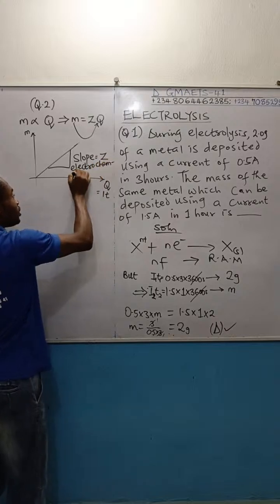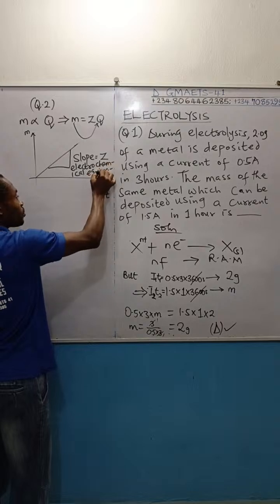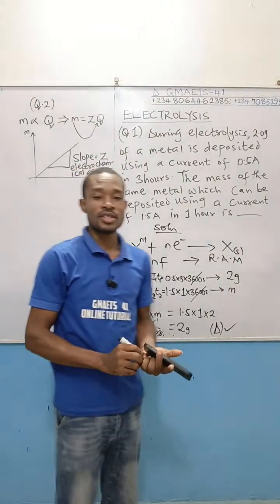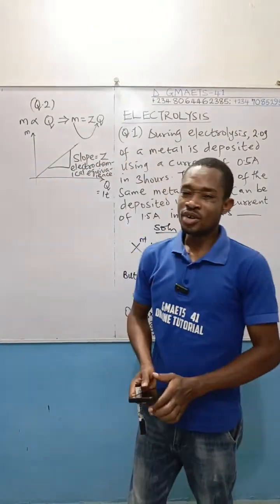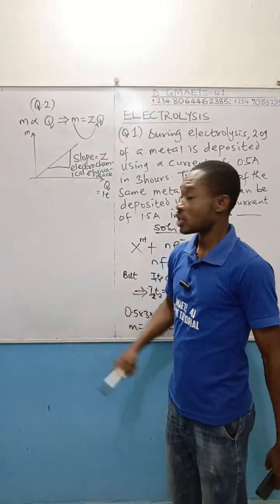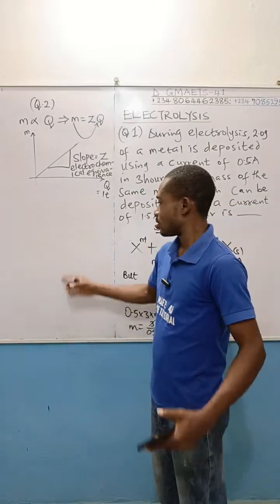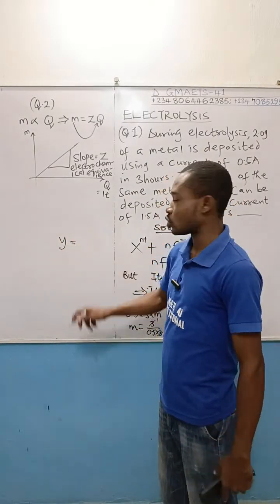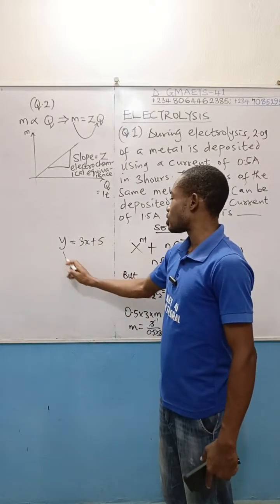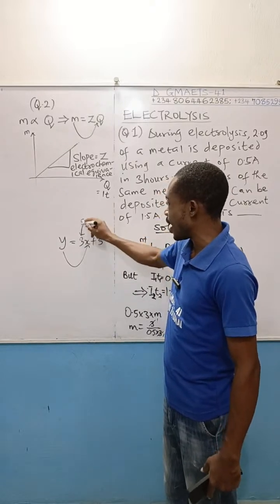Electrochemical equivalence. Good. That is what is known for this guy. That Z there is the slope. In a normal graphical work, if you plot y against x, the slope is what is multiplying x. Let me assume I give you this equation of a straight line, y equals 3x plus 5. You are plotting y against x. The slope is this number multiplying x.